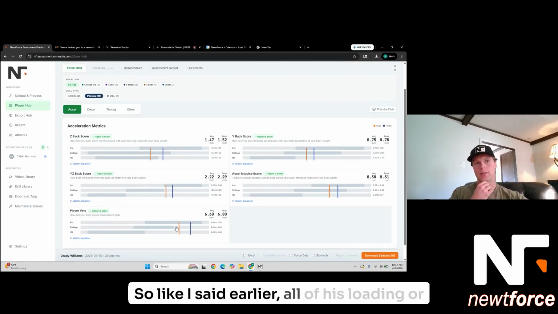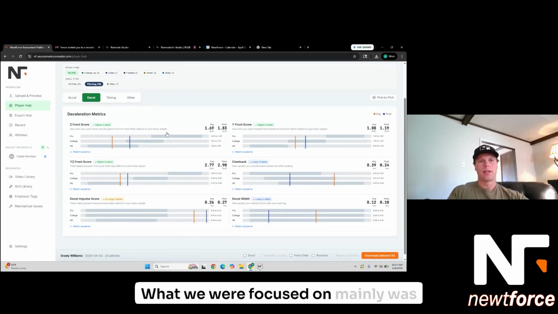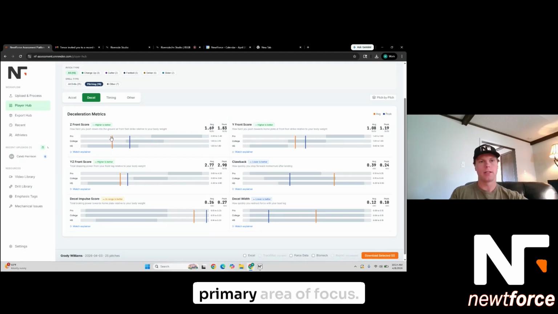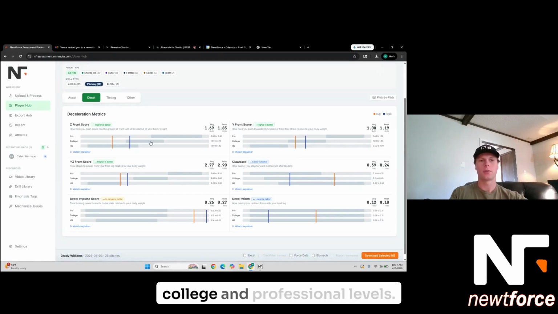So, like I said earlier, all of his loading or acceleration-based metrics were in the very high ranges of college and into the professional levels a lot of the time. What we were focused on mainly was deceleration metrics. I mentioned that when I was in the Newtforce software, but Z front score was a primary area of focus. You can see that his average during the session was 1.69. That falls into the high school range. We ideally wanted to get him up to this 1.8 or even 2.0 range to get him into those college and professional levels.